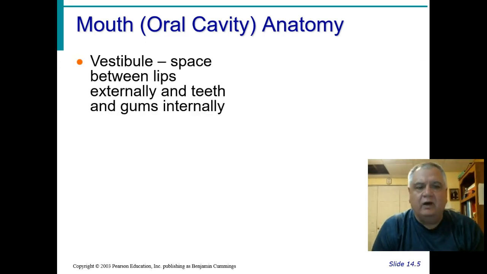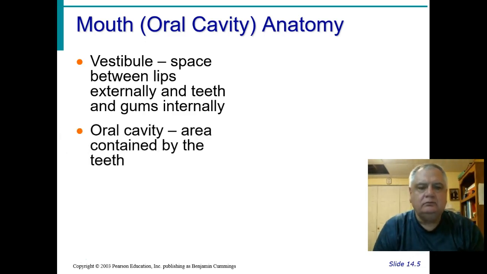Next up, we have the vestibule. The vestibule is described as the space between your lips externally and your teeth and gums internally. So you can kind of put your tongue between your lips, and you can put them between your teeth. And when you do that, you're putting your tongue into the vestibule.